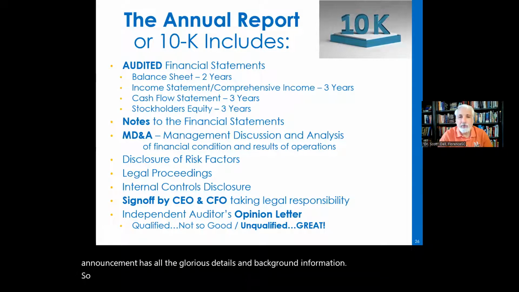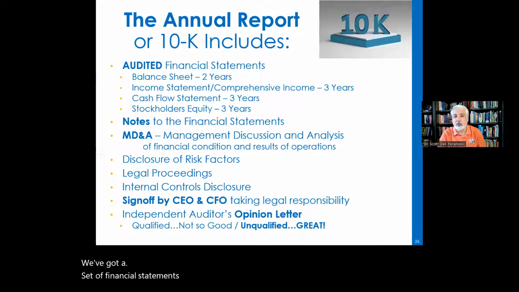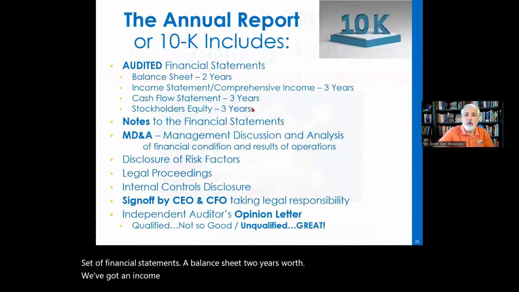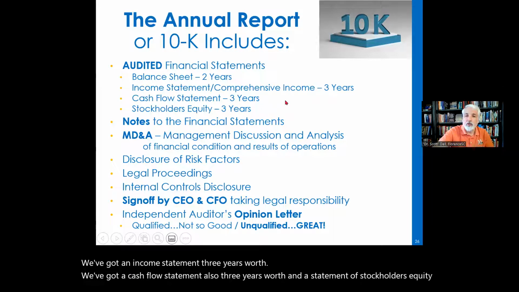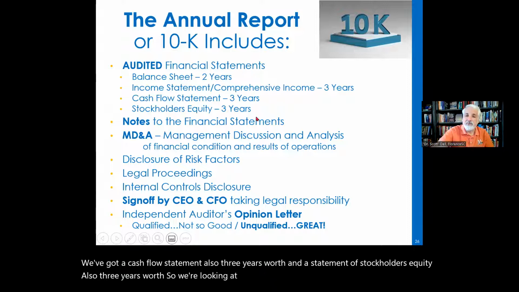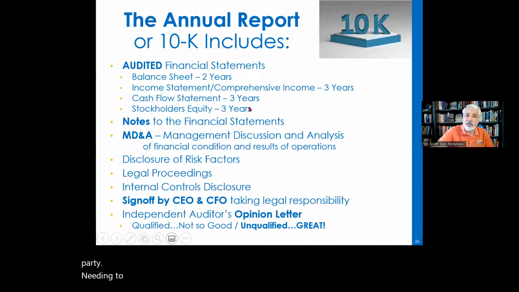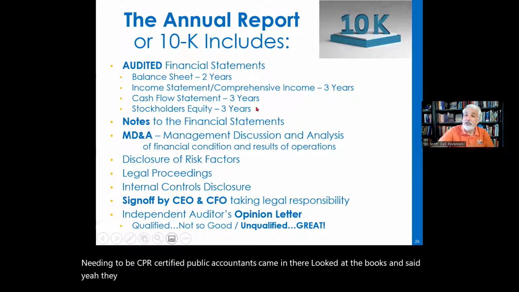So what shows up? Well, you've got on a 10K or an annual report a set of financial statements: a balance sheet, 2 years' worth. We've got an income statement, 3 years' worth. We've got a cash flow statement, also 3 years' worth, and a statement of stockholders' equity, also 3 years' worth. So we're looking at audited, meaning another set of eyeballs, an outside party needing to be a CPA, certified public accountant, came in there, looked at the books and said, yeah, they look reasonable. They don't guarantee anything, but it's another set of eyeballs.